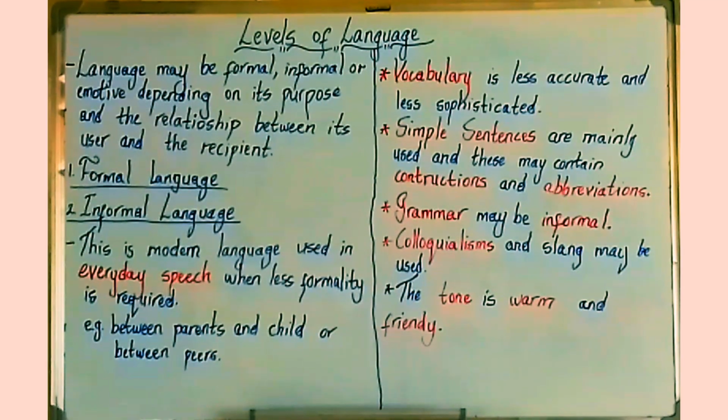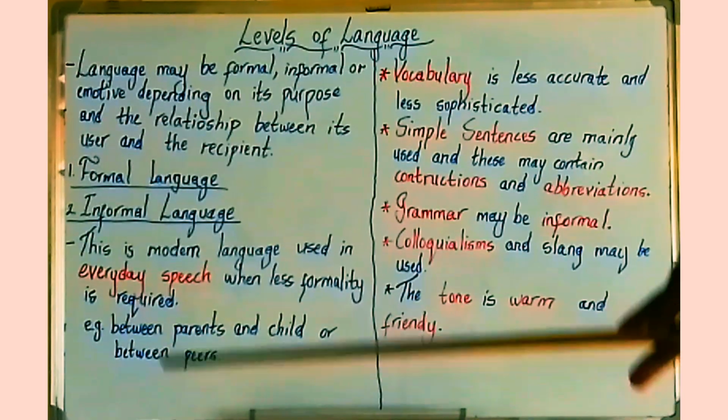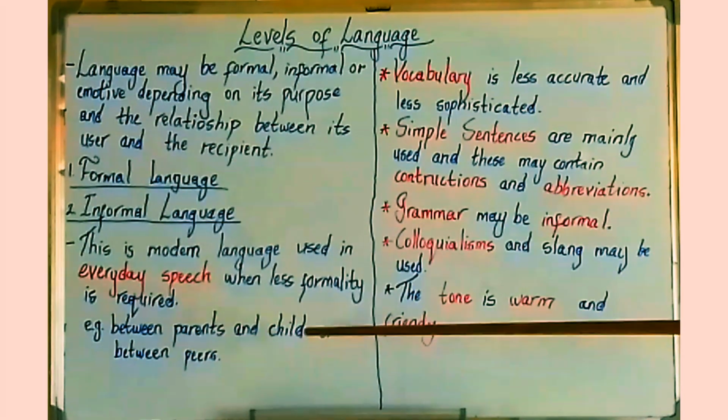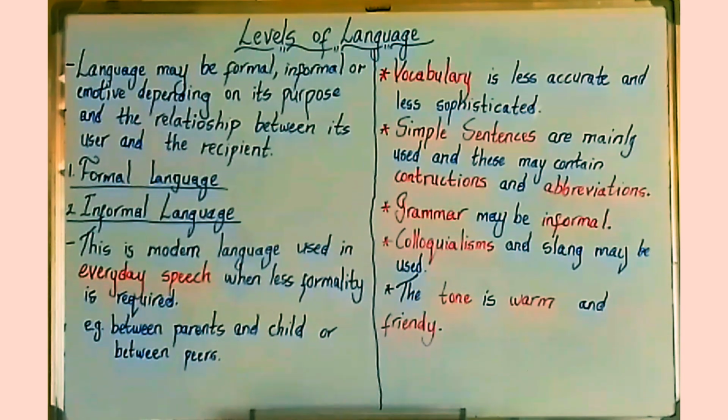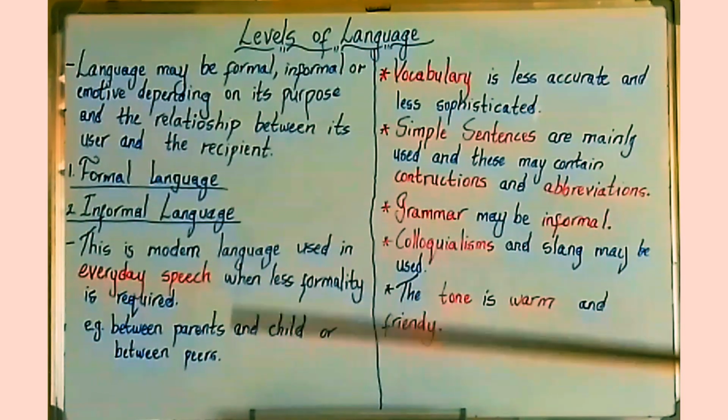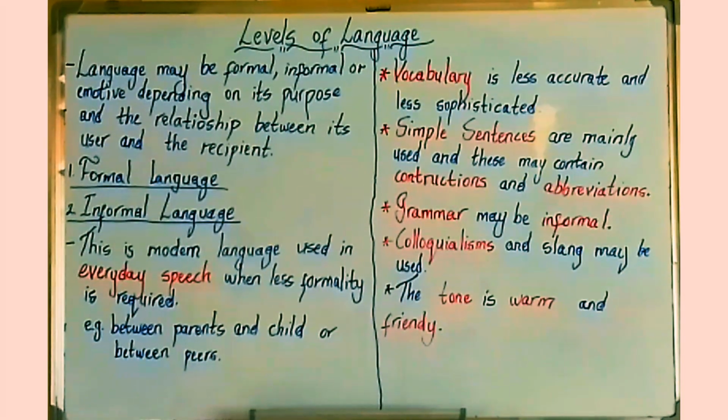So you don't have to follow English rules. Here's an example. It is spoken between parents and child or between peers. Peers are people of the same generation that hang out together. So young ones, usually the young generation, create words that they infuse with the English sentences. Then we carry on with our characteristics.